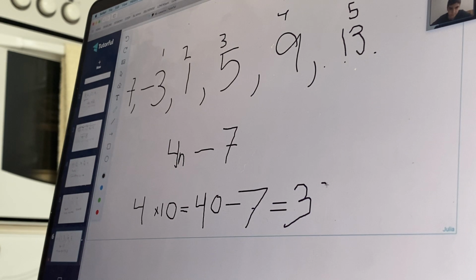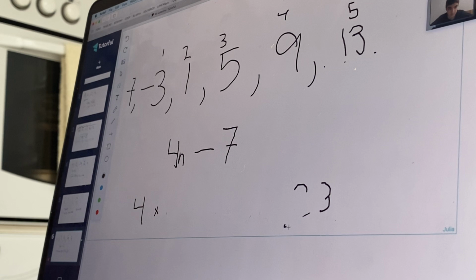Great, well done. Let's try one more. We'll try the 20th term. How would you find the 20th term? 80. 80, yeah, so we do 4 times 20, good. So 4 times 20 is 80. Yeah, good, 80.